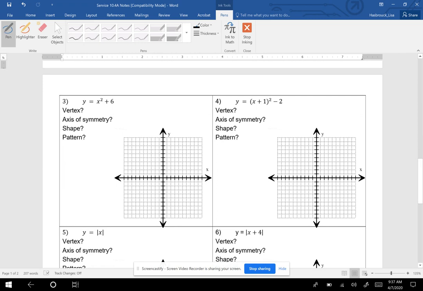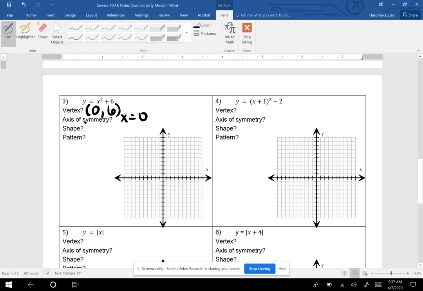Okay, for number 3, y equals x squared plus 6. There's no values inside parentheses with the x for our x value, so we use 0. But they did give us a y value of 6. Now, something important to note is the sign does not change for your y value. It only changes for your x value. Our axis of symmetry is x equals 0.